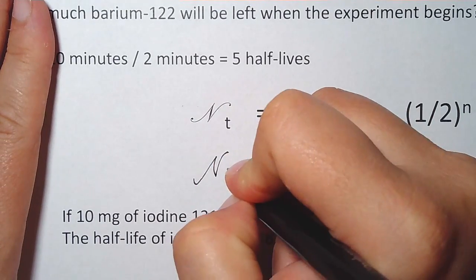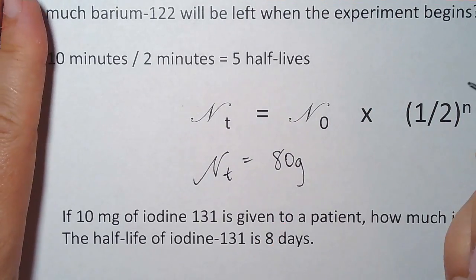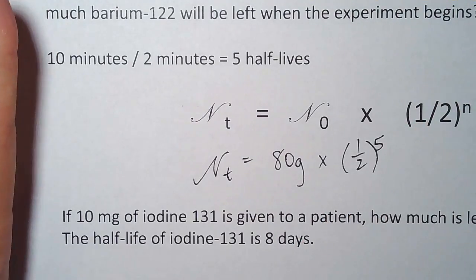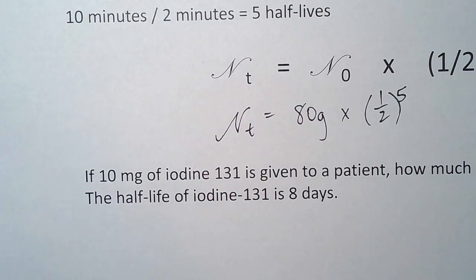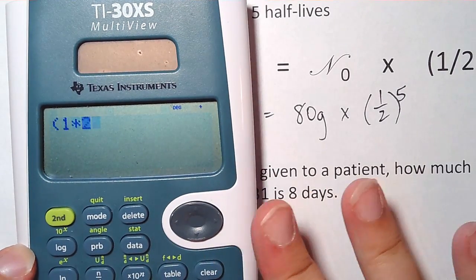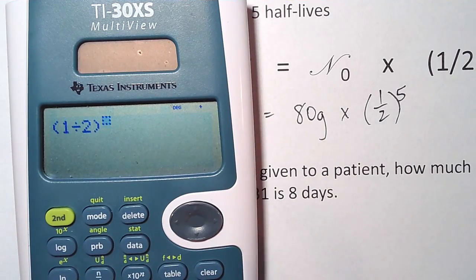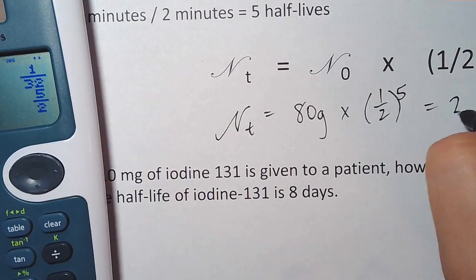Alright, so we need to know how much is left. We started with 80 grams, our initial amount, times 1/2 to the 5th power, because it's been through 5 half-lives. Alright, so we can now solve for NT. So 1/2 to the 5th power times 80 grams means we have 5 halves left, or 2.5 grams.